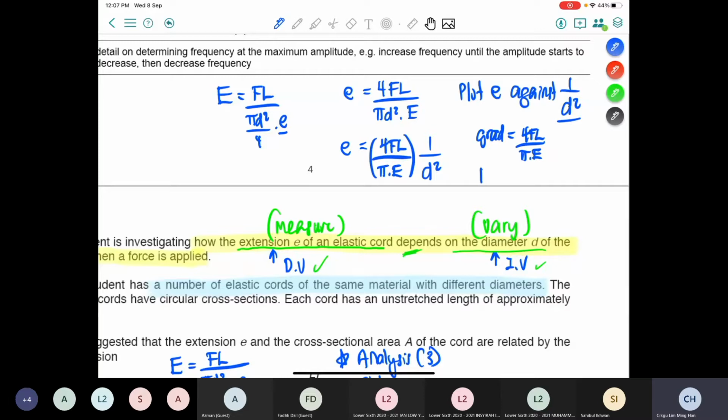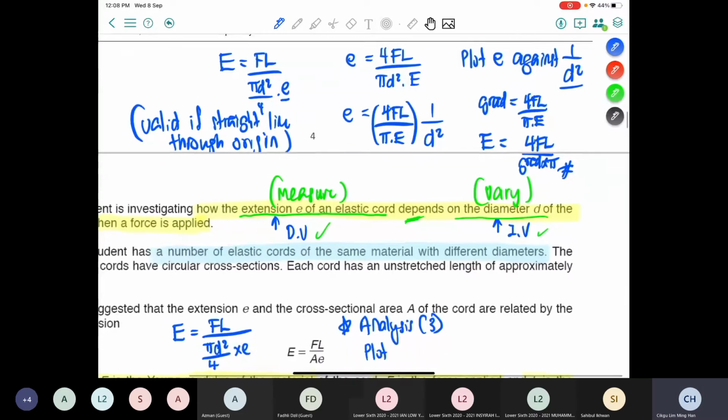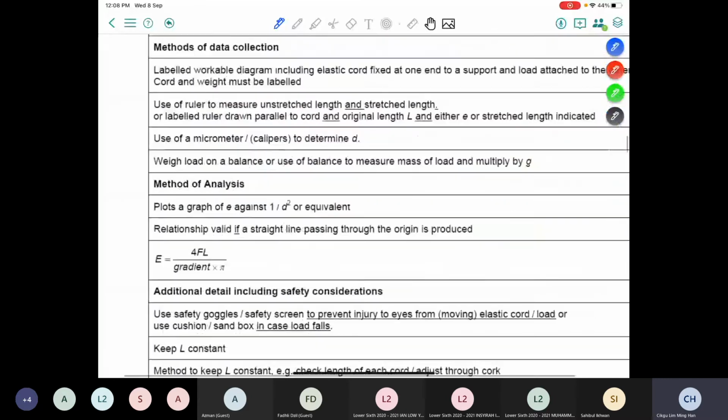So now you find your E. E will be 4FL over gradient times pi. And then you mention that it is a straight line through the origin, because there is no y-intercept here. Maybe let us have a look at the scheme. Yeah, let's have a look at the scheme and see what it says.